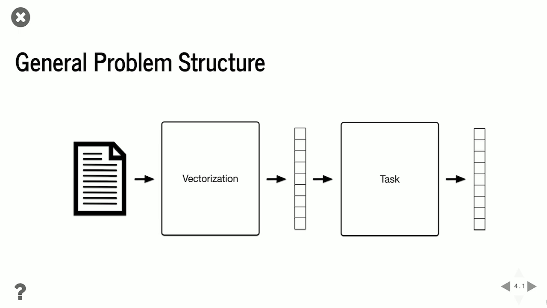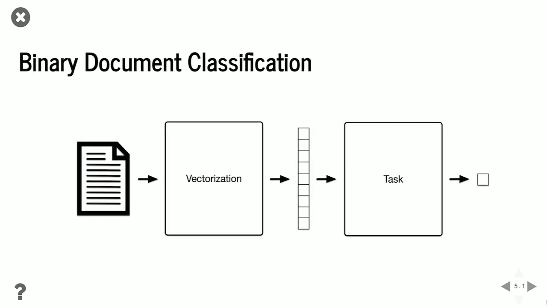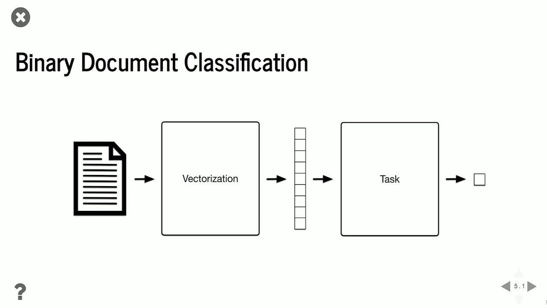It could be the full text of a PDF. It could be just a tweet. It could be anything. You walk through some sort of vectorization process to produce a vector that can be used as input for a machine learning model. You then run that vector through some sort of task, and you produce some sort of output. That output itself can be seen as a vector of different types of numbers. So that output changes depending on your particular task type.